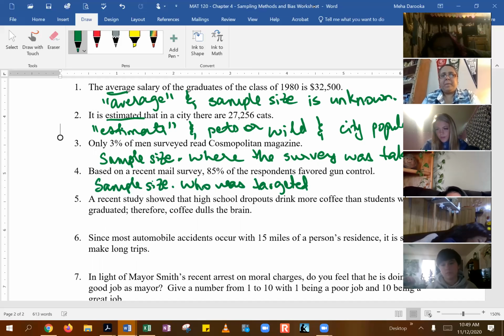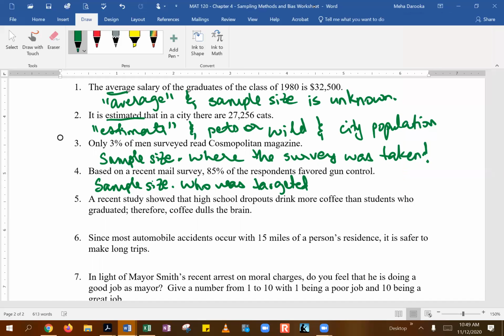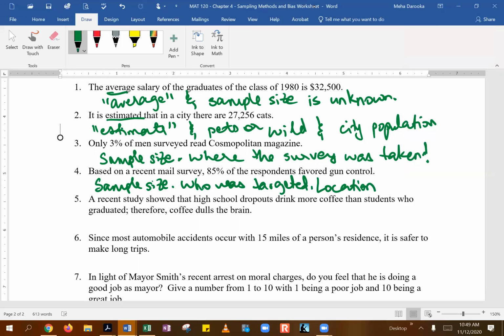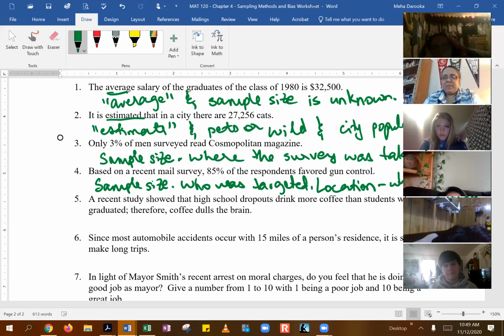What else? Where the survey was taken, how many people? So location again, where did they actually send the survey? What else? Now they're talking about a mail survey, right? Which means this was sent to you by the post. If you're talking about a mail-in survey.